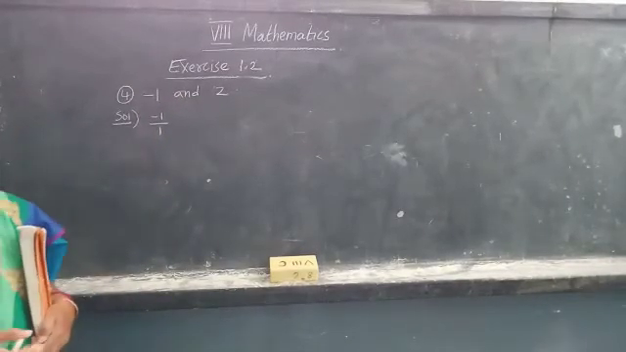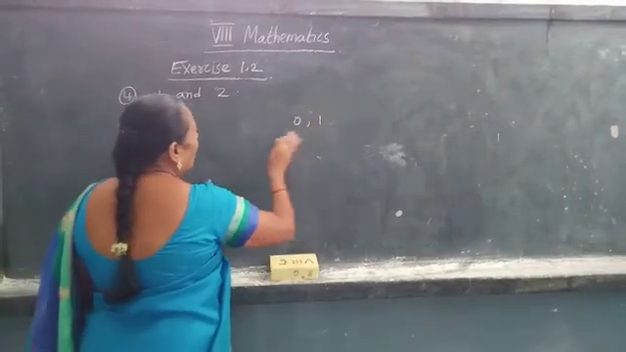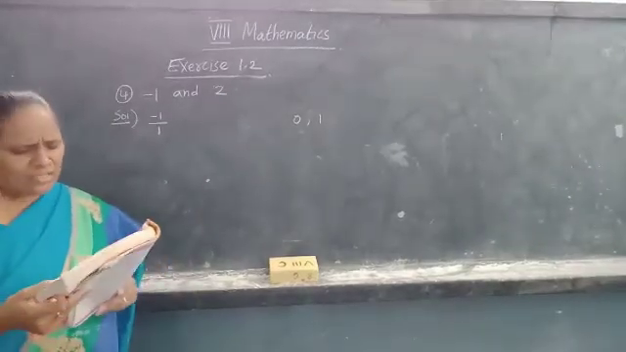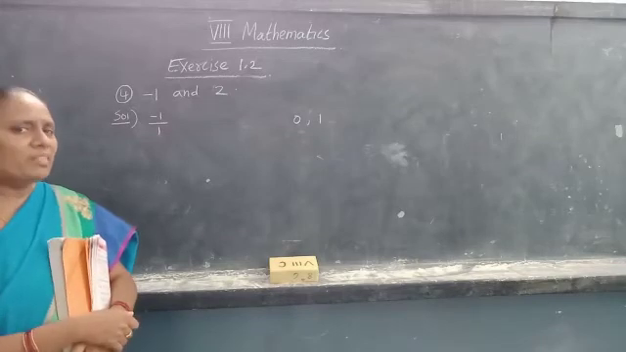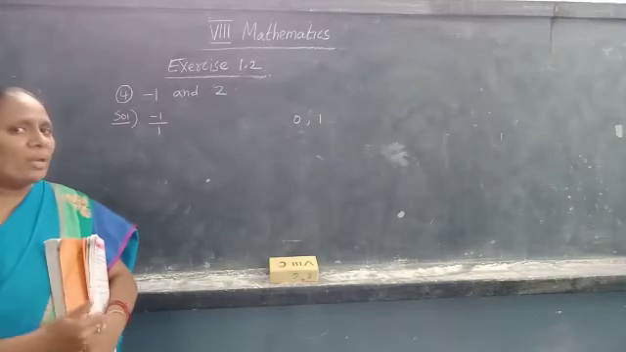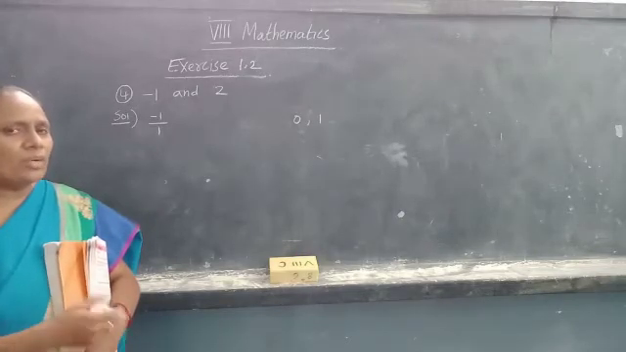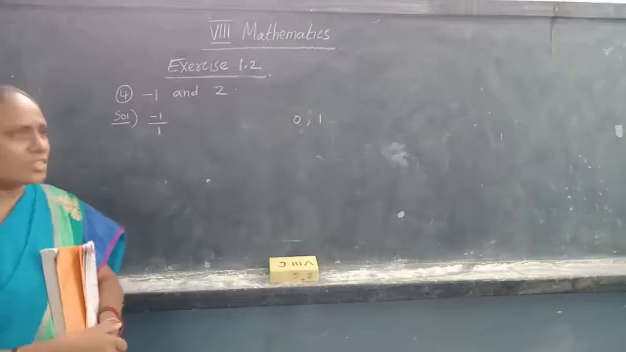Do you have any numbers between -1 and 2? Yes. What are they? 0 and 1. Only 2 numbers we are having, but they are asking you here for 12 rational numbers. So I told you already in the previous class, you make the denominator the same for the given 2 rational numbers, then you get infinitely many rational numbers.